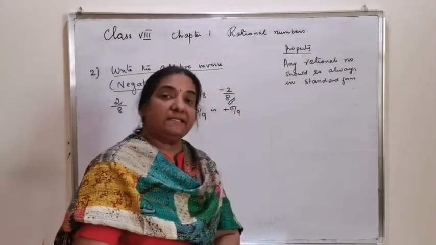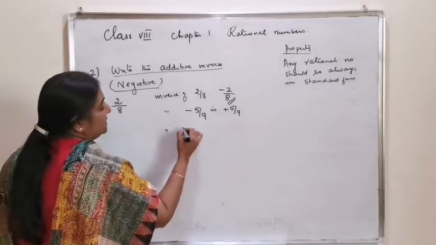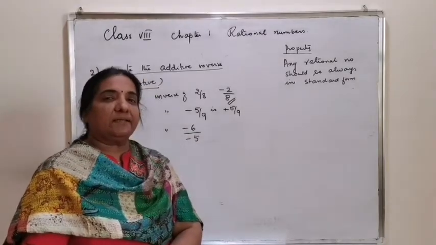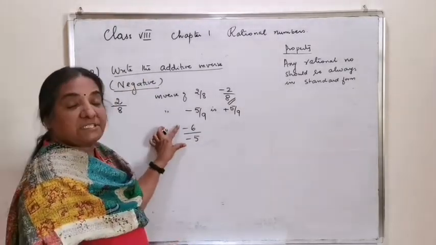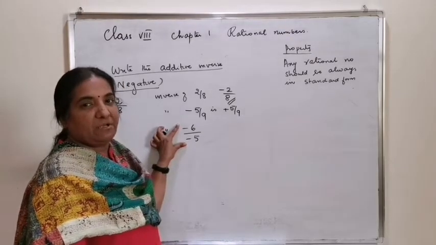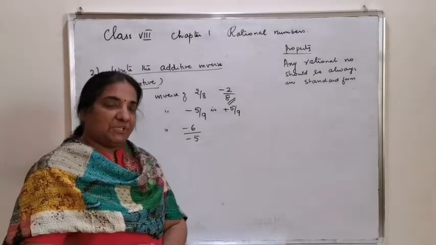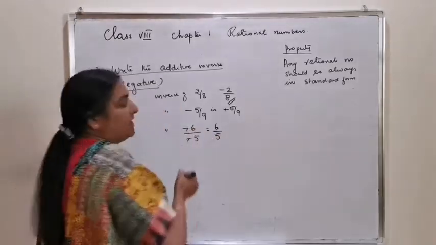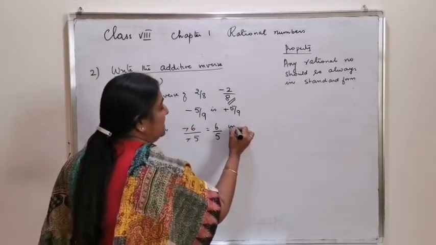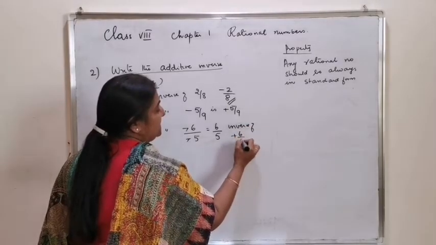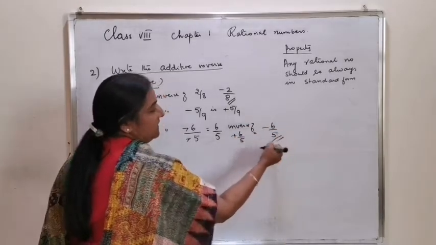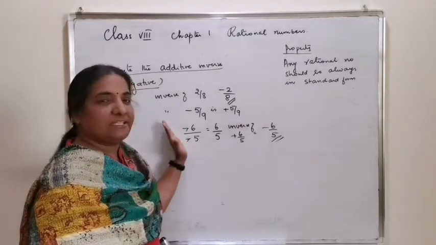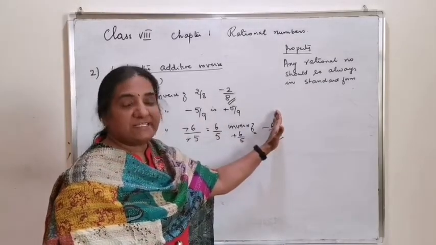Third one, minus 6 by minus 5. Do you think that this rational number is in the standard form? No, because it is not a simplified version. Minus 6 by minus 5 is already positive 6 by 5, and the inverse of positive 6 by 5 is negative 6 by 5, because if you change both negatives into positives, you will get positive 6 by 5.